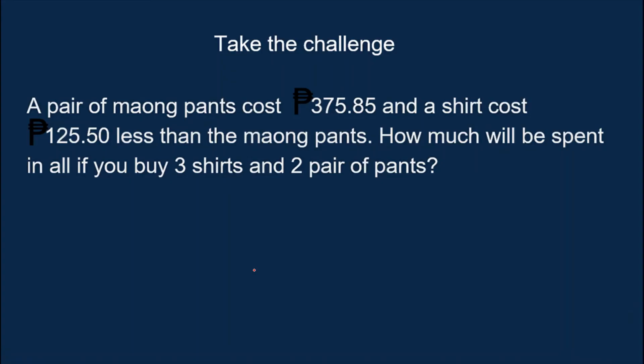So, before we leave, I'm going to give you a challenge. You can answer this one and put your answer in the comment section below. Let us read. A pair of Maong pants costs 375 pesos and 85 centavos, and a shirt costs 125 pesos and 50 centavos less than the Maong pants. How much will be spent in all if you buy 3 shirts and 2 pairs of pants? So again, you can answer this one and write your answer in our comment section below.